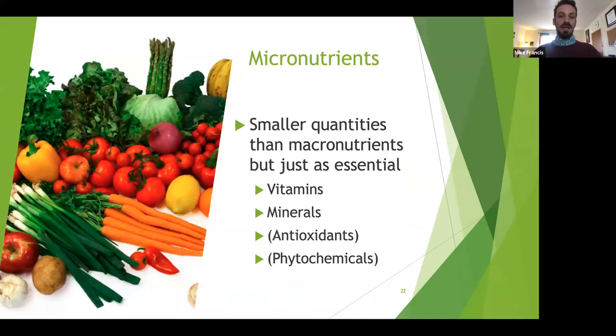So things like vitamins, minerals, and also antioxidants and phytochemicals, which I have here in parentheses because the science isn't exactly settled on the exact amount of these things that we need. But we know that vitamins and minerals are definitely crucial, and we have things like recommended daily values for those compounds. So we know, for example, about how much iron and how much vitamin B each person needs every day in order to maximize their health. So micronutrients are also super important.